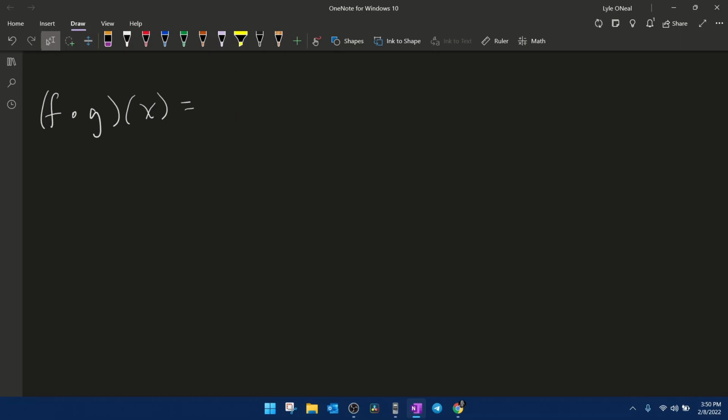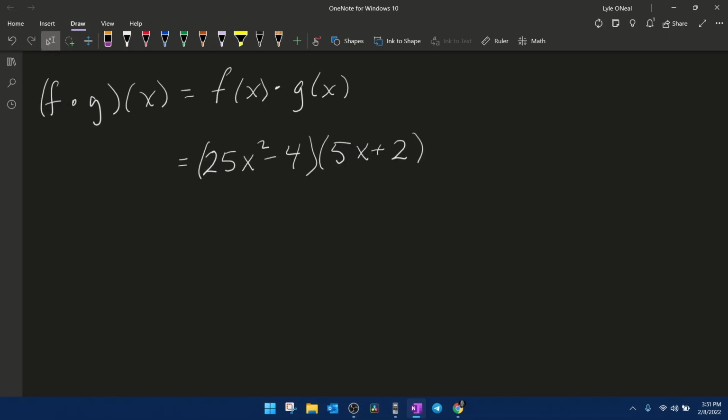Next, f times g of x, which would indicate f of x times g of x. In this case, I'm going to replace f of x and g of x with what they're equal to. Notice that I do need to put f and g both in parentheses to indicate multiplication. And since these are both binomials, we're going to do the FOIL method.